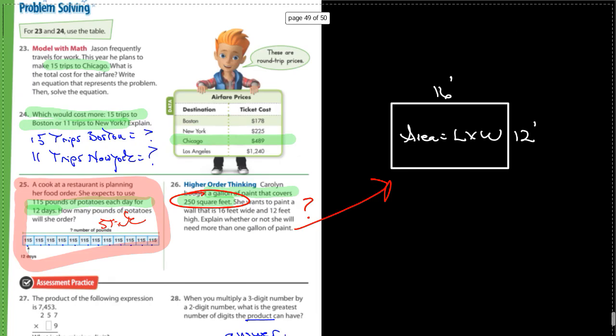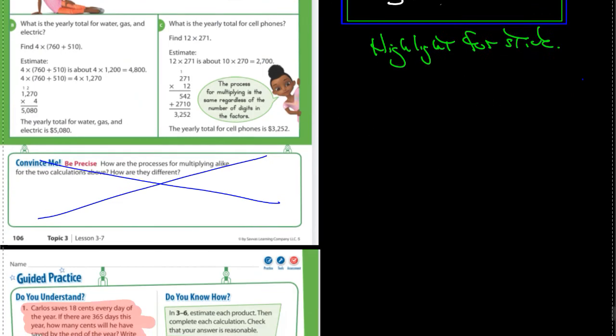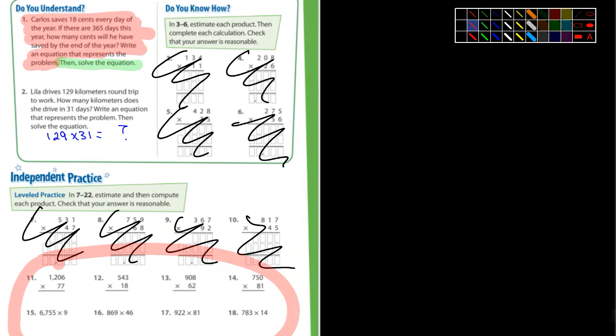And go back to this page here, just so I don't forget. Stick. And stick.